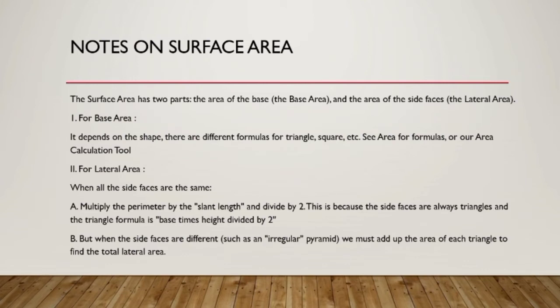Notes on surface area. The surface area has two parts: the area of the base and the area of the side faces. For base area, it depends on the shape. There are different formulas for triangular, square, etc. For lateral area, when all side faces are the same, multiply the perimeter by the slant length and divide by 2. This is because the side faces are always triangles and the triangle formula is base times height divided by 2. But when the side faces are different, we must add up the area of each triangle to find the total lateral area.